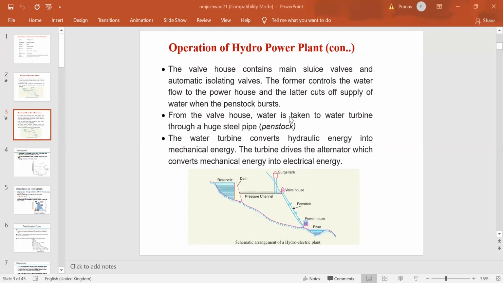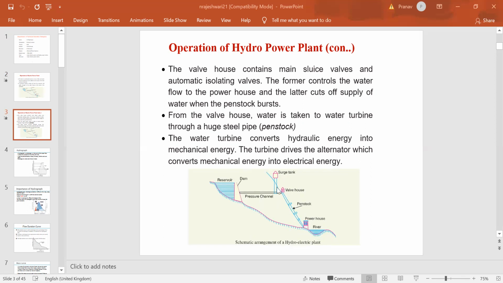From the valve house, water is taken into the water turbine through the huge steel pipe, that is the penstock. So this is the penstock from the valve house. The water is taken into this turbine built into the powerhouse. The water turbine converts hydraulic energy into mechanical energy. Then the turbine drives the alternator, which converts mechanical energy into electrical energy.